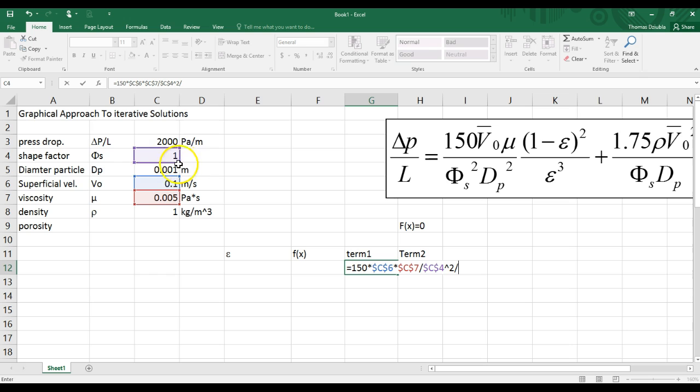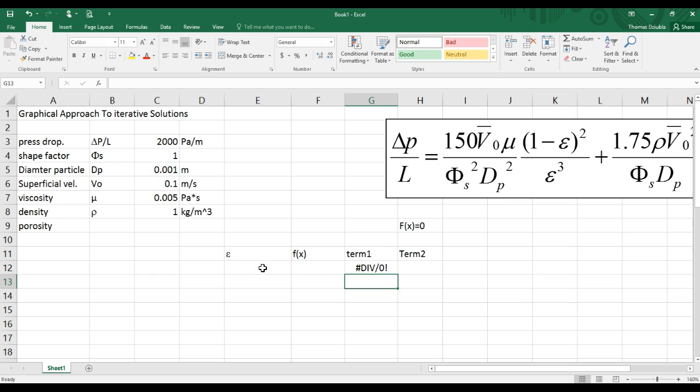I'm just doing it for completeness. Our diameter of our particle, Dp squared, now times this epsilon term. And so this is going to be times (1 minus epsilon) squared divided by epsilon to the third. And that should be it for that term. It's divided by zero error, of course. So I'll just put this as 1 so we don't have to see that as ugly as it is.